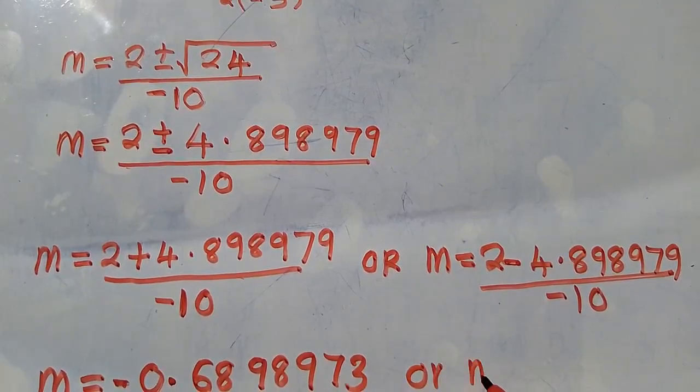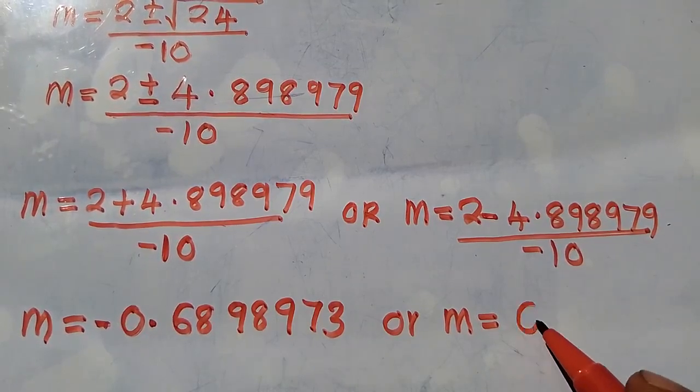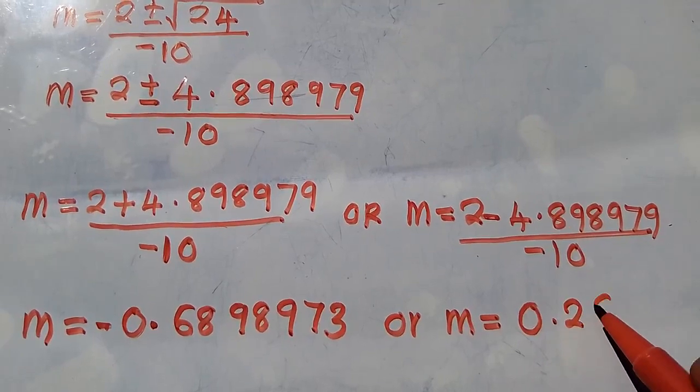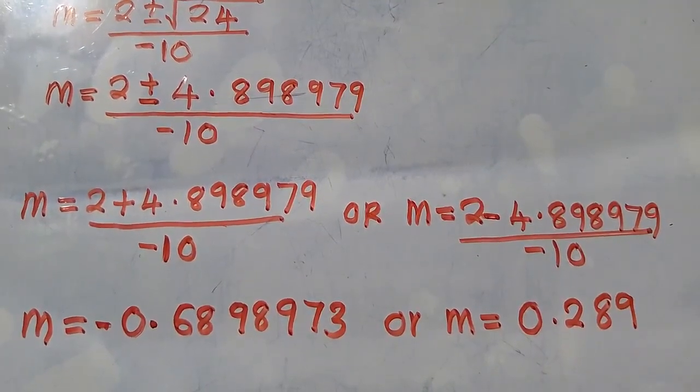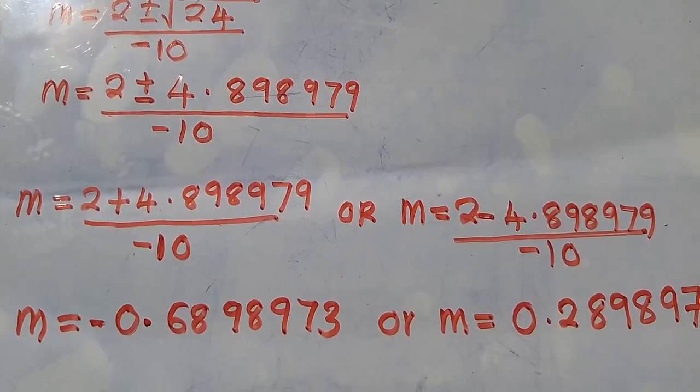I say m is equal to, what about this other side? What answer am I getting if I work out this side where I say 2 minus 4.898979? I'm getting negative 2.898379. The same answer, I divide by negative 10. What answer am I getting? I'm getting 0.289897, like that.